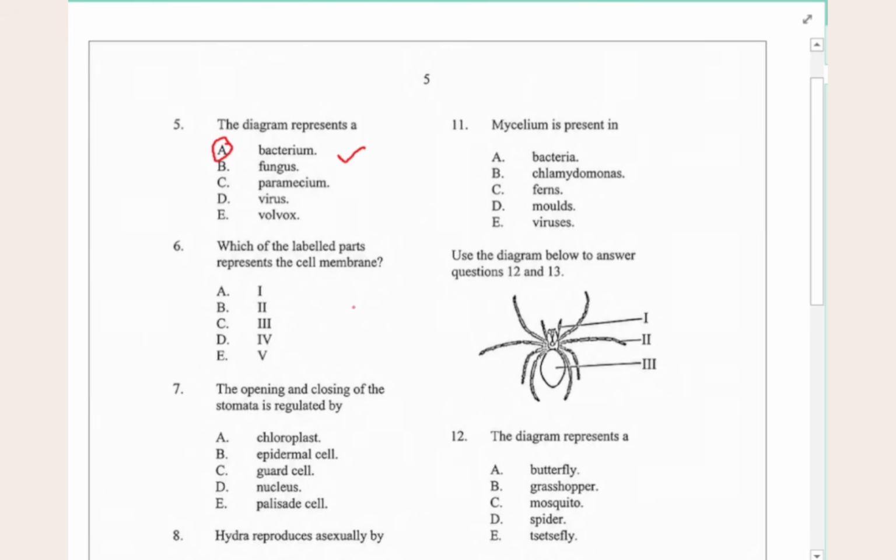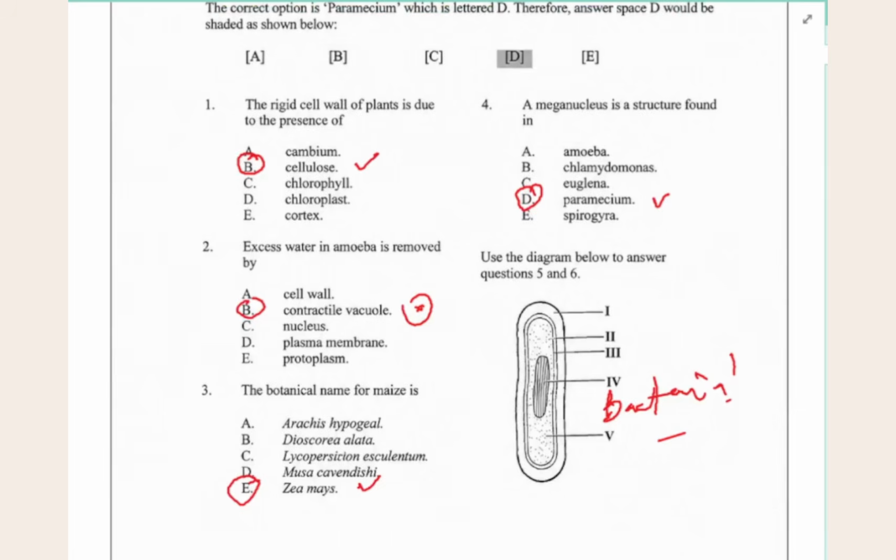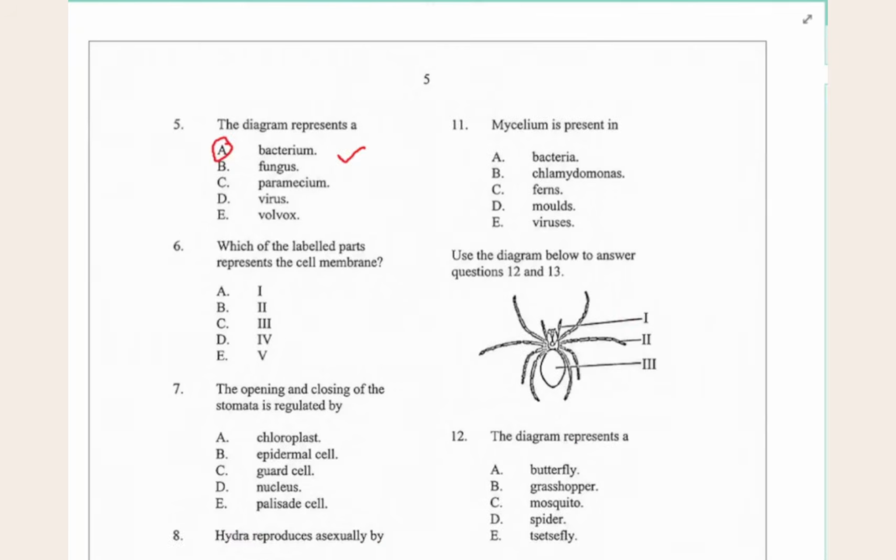Which of the labeled parts represents the cell membrane? So let's look at the diagram again to find the part that represents the cell membrane. If you look at that closely, you see that number I will represent the cell wall. But the second part, which is this inner part here, will represent the cell membrane. So the answer is II, option B.